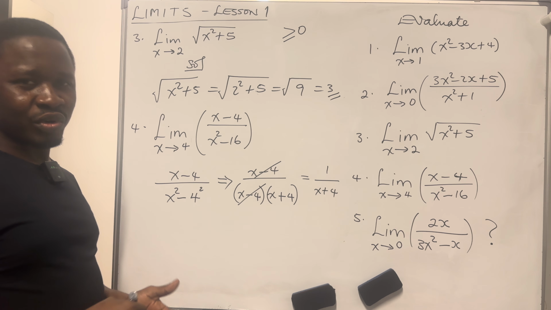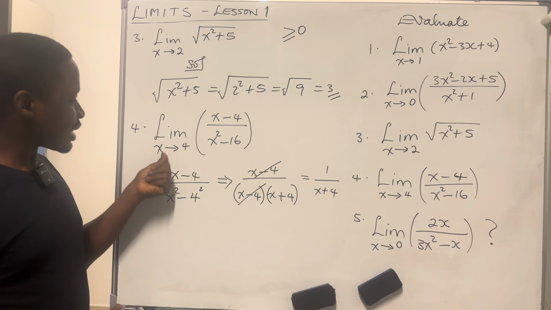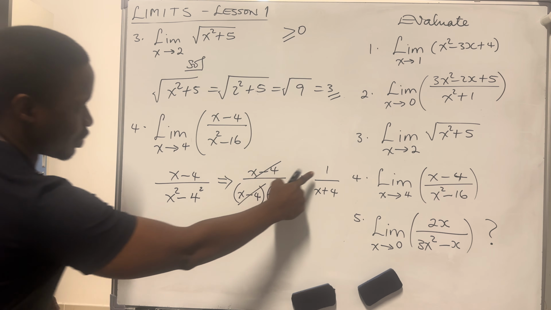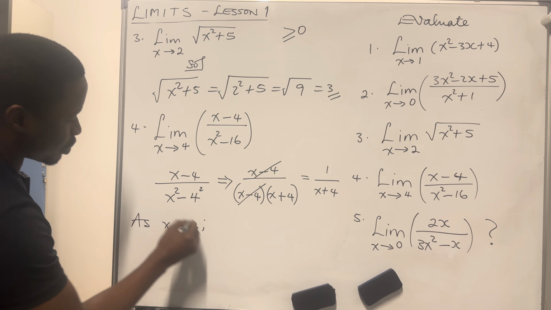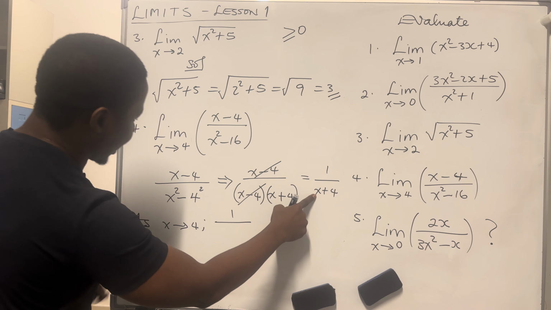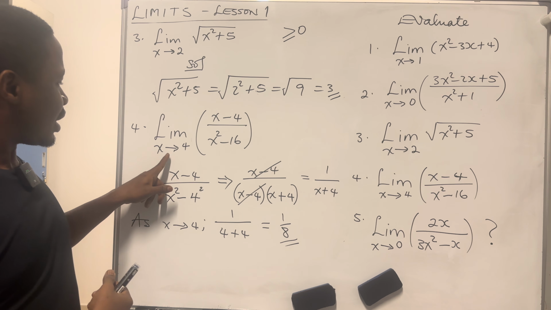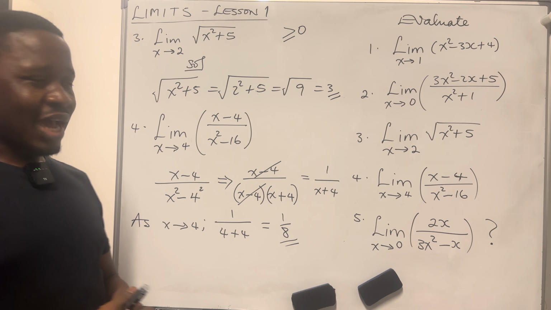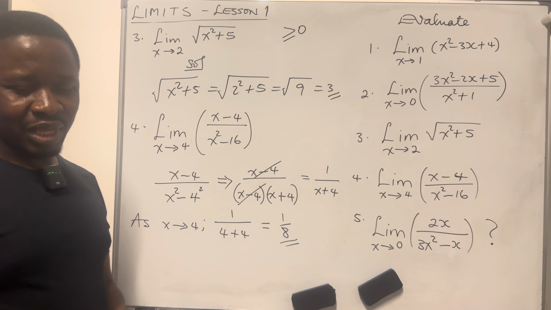Is this the final answer? No, this is not the final answer. Now that we have 1 over x plus 4, what is next? As x approaches 4, we say 1 over 4 plus 4, which is 1 over 8. So this escapes the problem that direct substitution made the denominator 0. You can see what we have now, wherein the denominator is not 0.